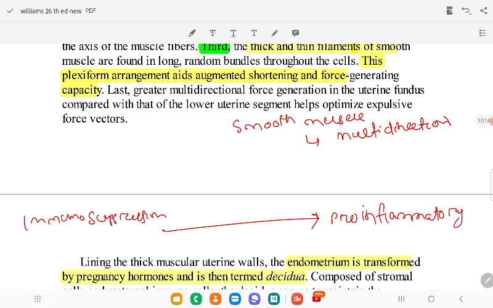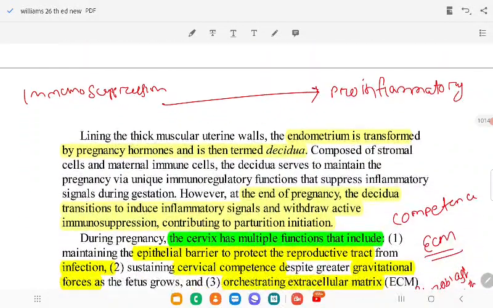Last, the multi-directional force generated in the smooth muscle is greater in the uterine fundus compared with the lower segment. The more force generated in the uterine fundus compared to the lower uterine segment helps to optimize the expulsive force vectors downward to deliver the fetus.